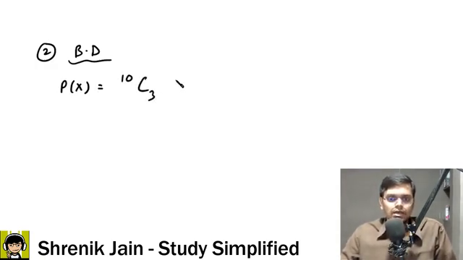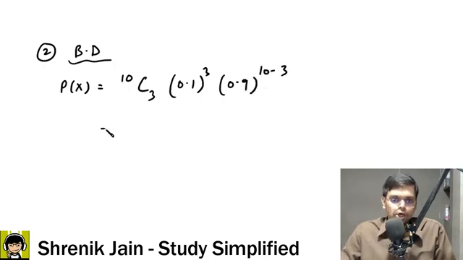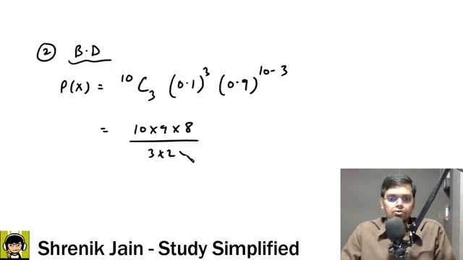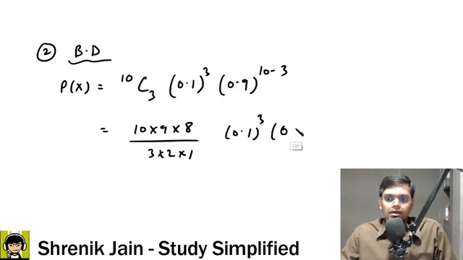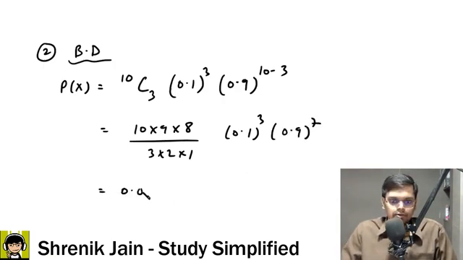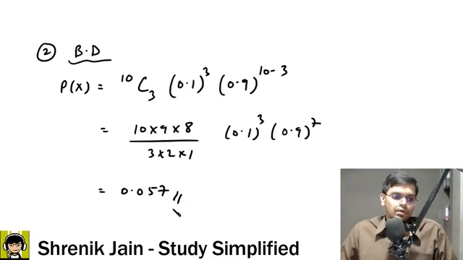So 10C3, our p, probability of defective for one thermistor is 0.1, the whole power x, and q, the whole power n minus x. So 10C3 is 10 into 9 into 8 divided by 3 into 2 into 1, and then 0.1 the whole cube, 0.9 the whole power 7. Put that into the calculator, 0.057 is what you will get as the answer.